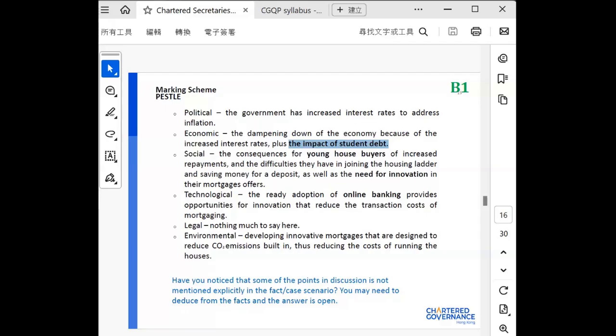So the consequence for young house buyers is increased repayment and the difficulty they have in joining the housing ladder and saving money for a deposit. So these are things you can see are not really in the facts, but you need to deduce them. That is difficult, to show that you really understand the thing.